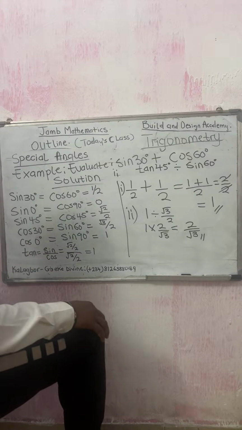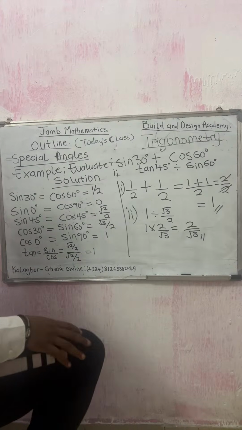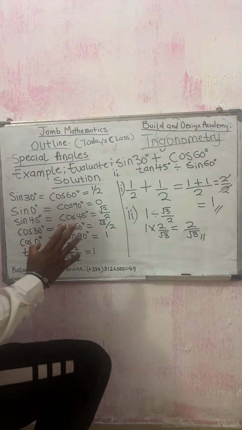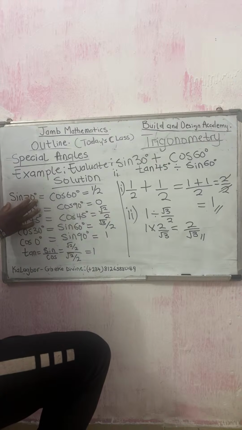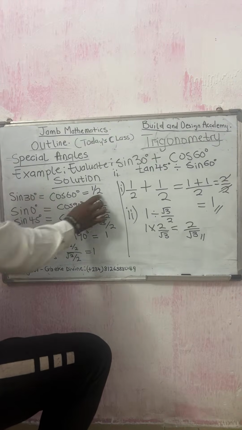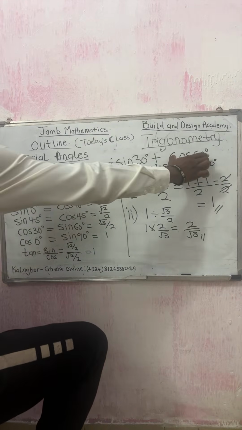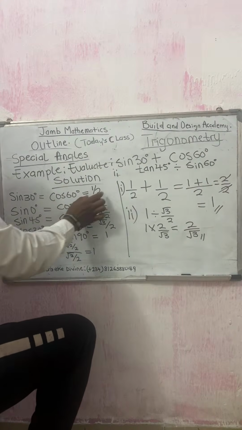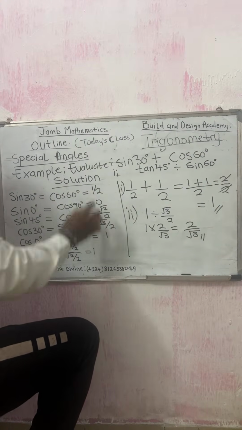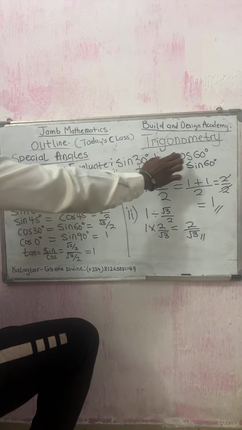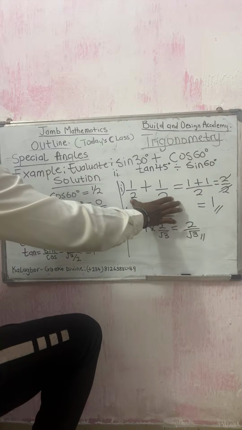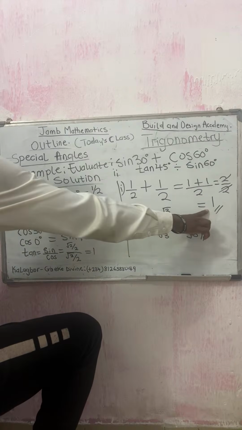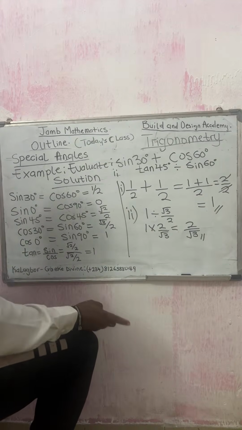Alright, let me come again. I'll be fast this time. Sine 30 degree from our table, if you look at the table that you wrote down in your notes, is equal to half. Cos 60 degree from the table is also half. Now they say we should add sine 30 plus cos 60, which is half plus half. And our answer was 1. It's very simple, you don't need to think too much.